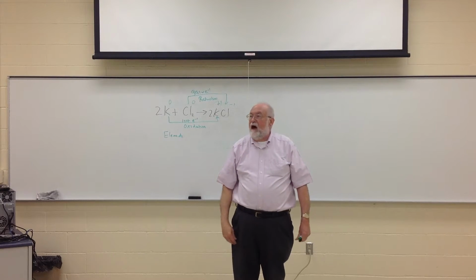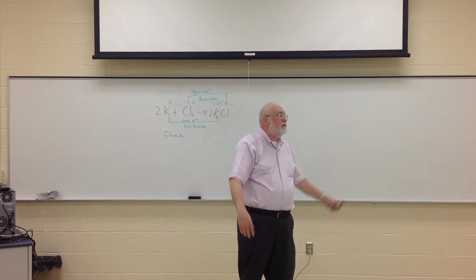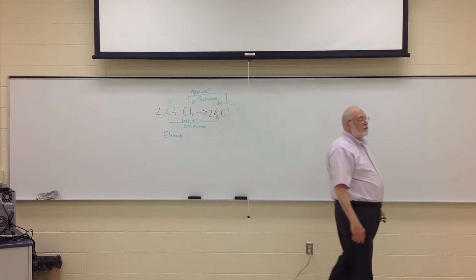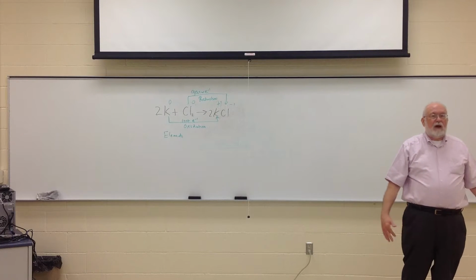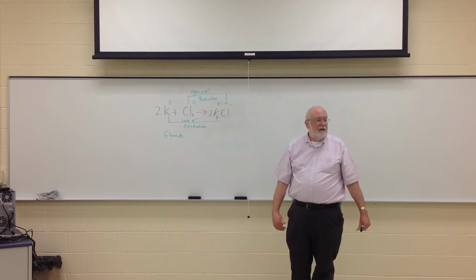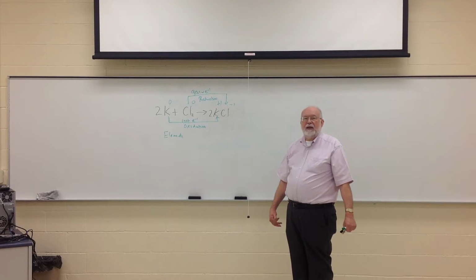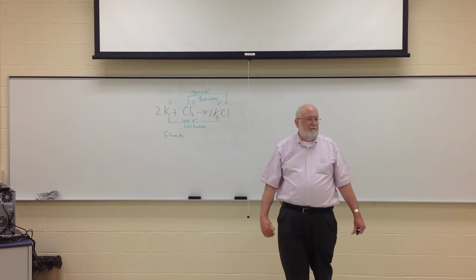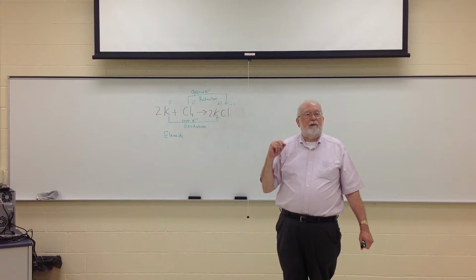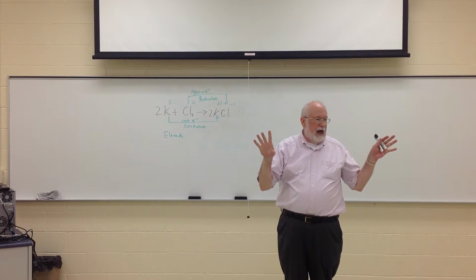So why is that a redox reaction? Because something was oxidized and something was reduced. What was oxidized in this case? Potassium. What was reduced? Chlorine. Right. All right, well that's simple, isn't it? Why is this a combination reaction? How many reactants? How many products? Get a single product, it's a combination reaction.